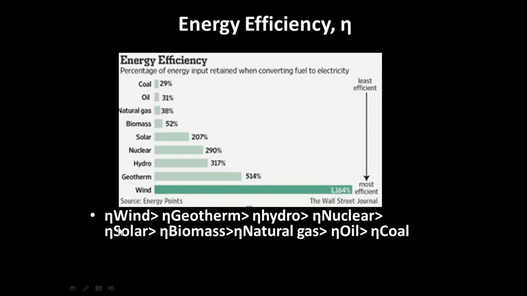Okay? The most efficient is wind, followed by geothermal energy. The third one is your hydrothermal energy. The fourth is your nuclear energy. The fifth is your solar energy. And then the sixth is your biomass. Then the seventh, eighth, and ninth go to natural gas, oil, and coal.